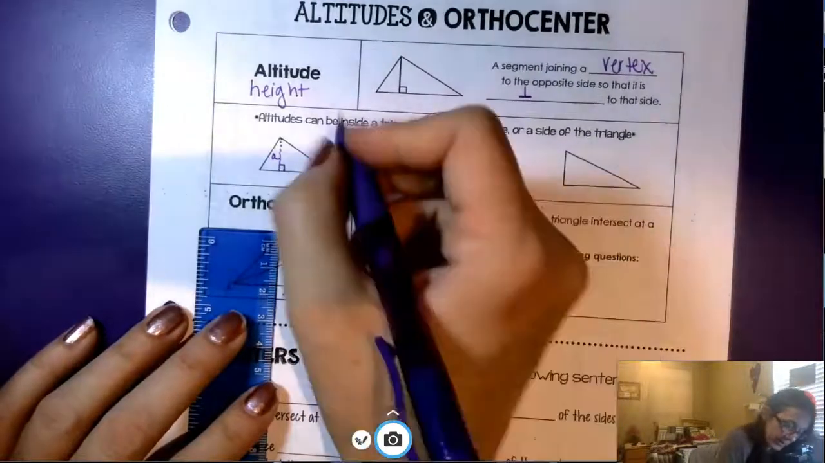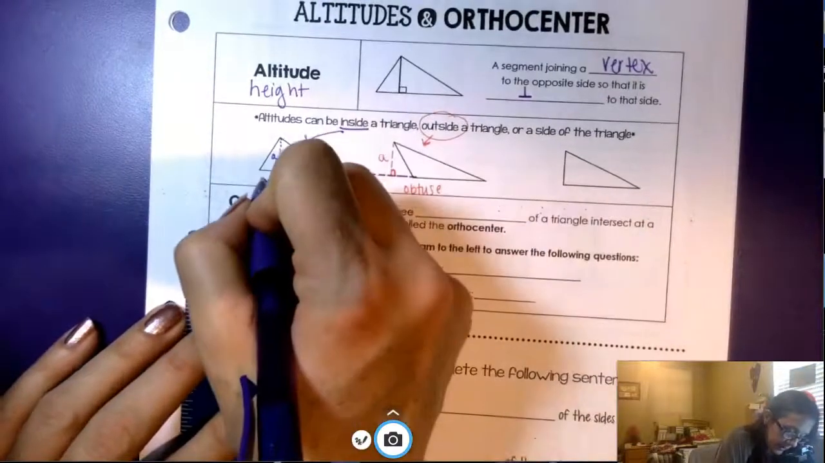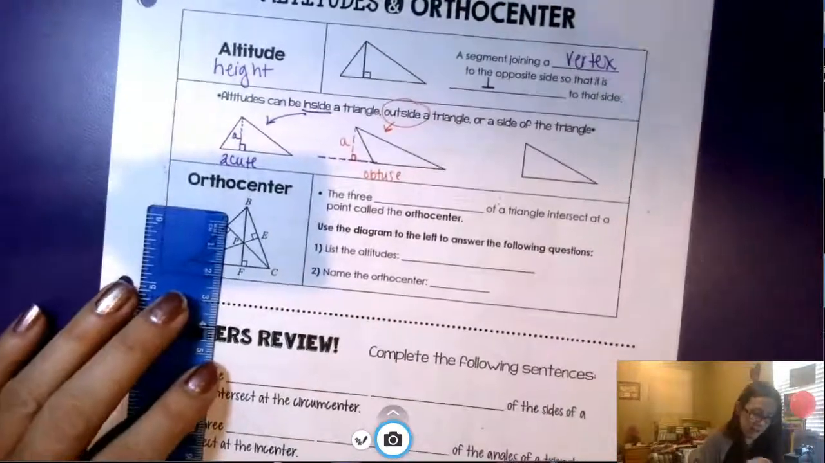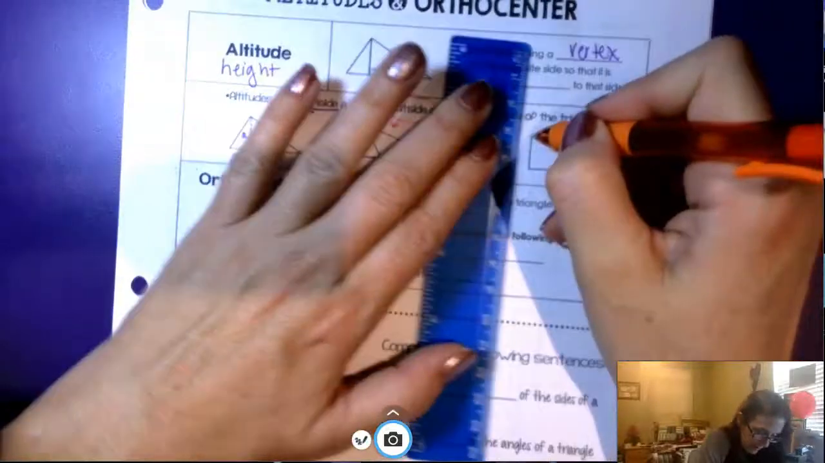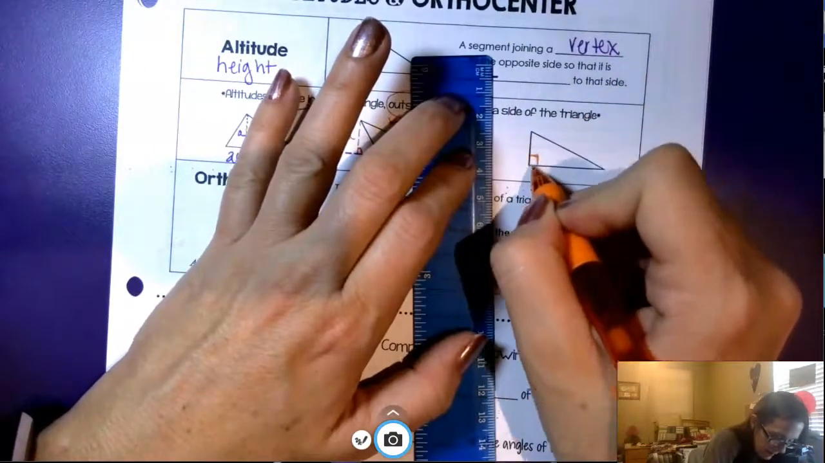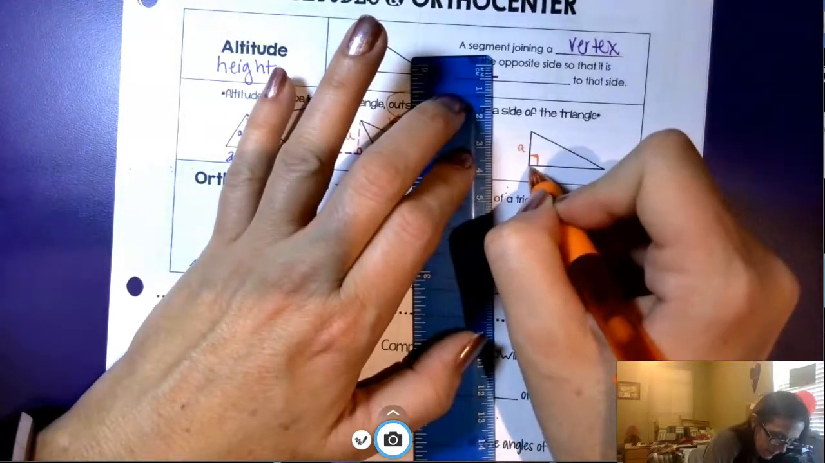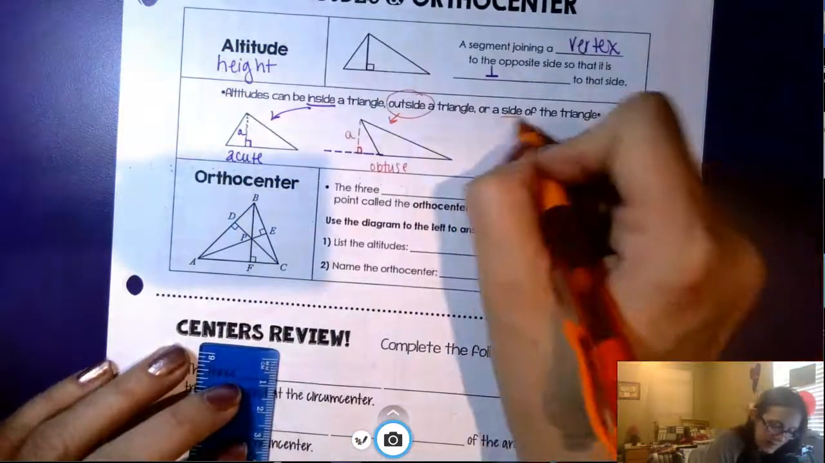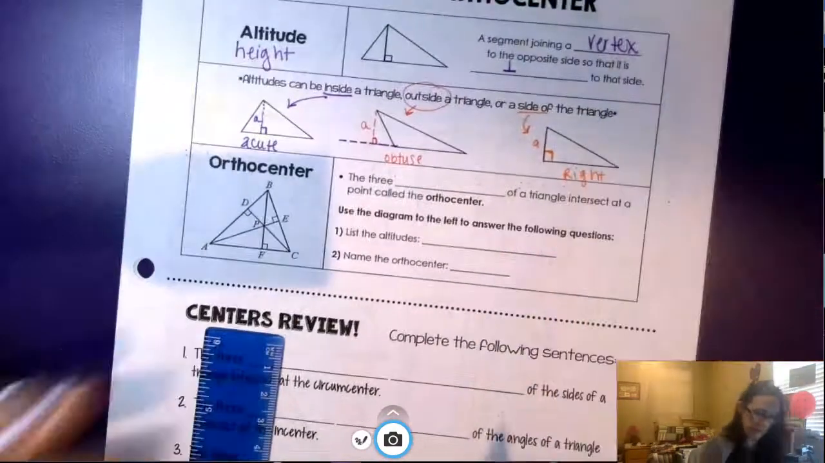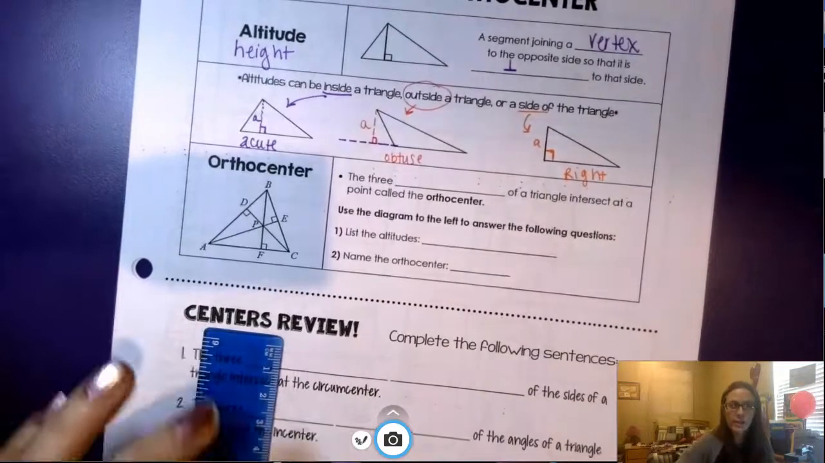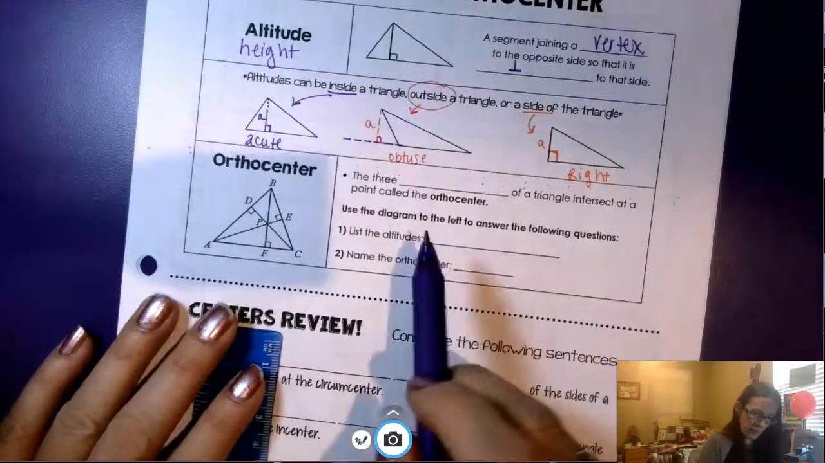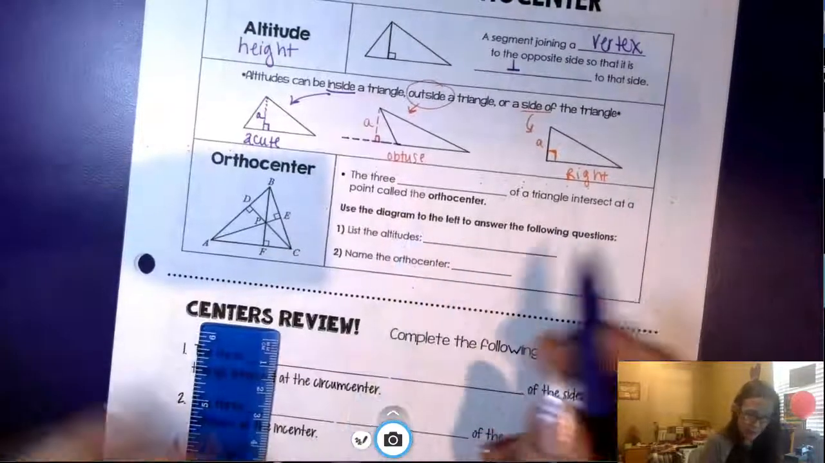It will be inside when it's acute. And now, when it is a right triangle, notice that the height here is going to be right here. Right? So it's a side of the triangle here when it's a right triangle. Okay, so that's kind of what happens with the heights of these shapes when you do the altitudes of different triangles.